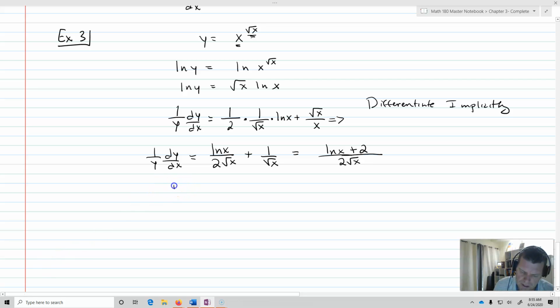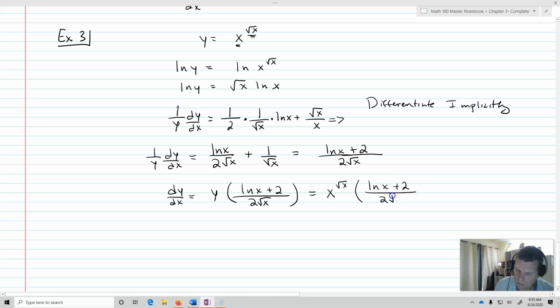So now I'm going to solve. I get dy dx equals y times ln of x plus 2 over 2 square root of x. And this is thus going to equal x to the square root of x times ln of x plus 2 over 2 root x.